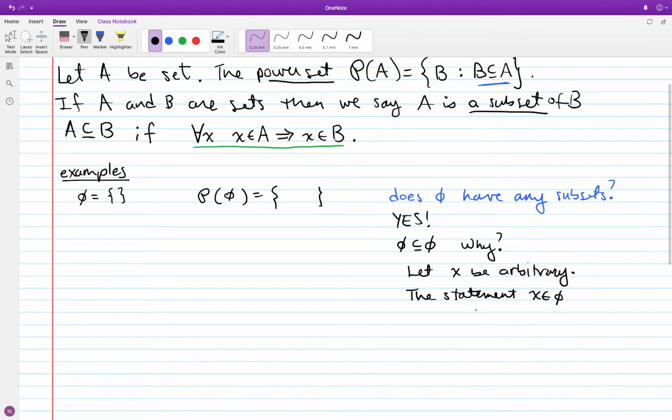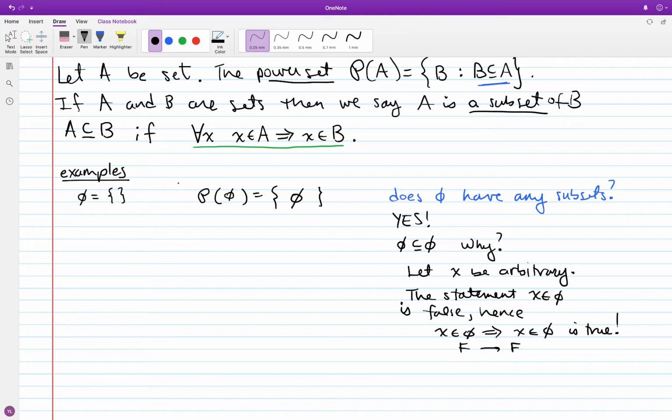That's what it means for the empty set to be empty. So this statement is false, hence the conditional statement is true, right? Sometimes we say the empty set is a subset of the empty set. It's vacuously true because of this strange thing that our conditionals are true when their premises are false. Okay, so it has exactly one subset, that is the empty set.